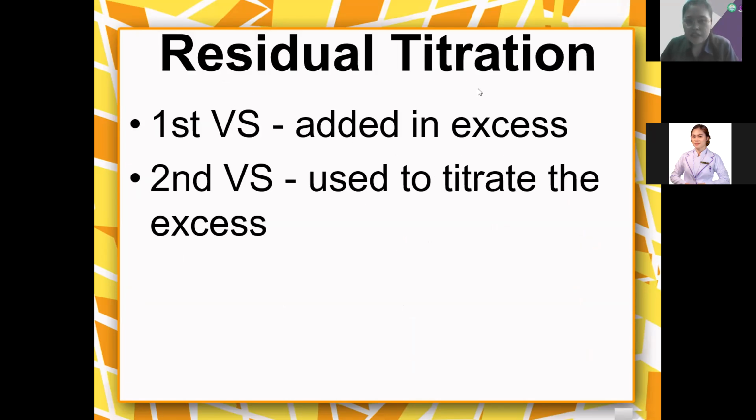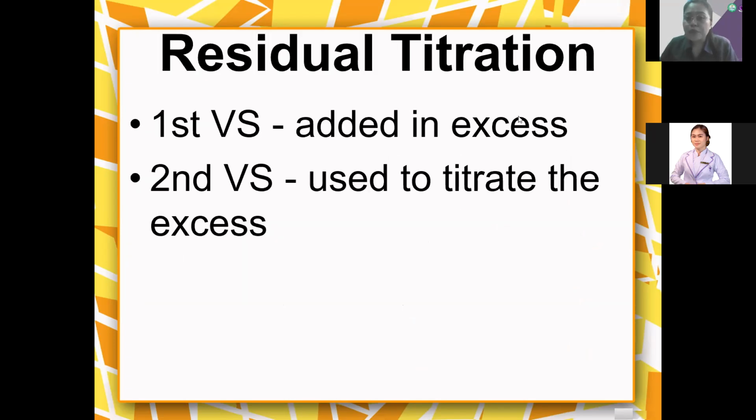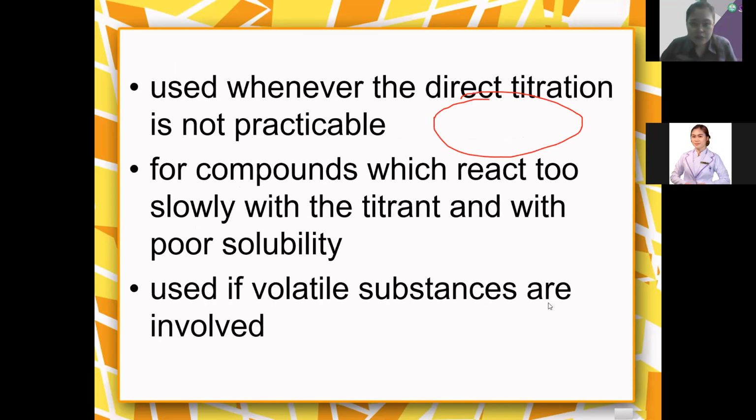Okay, now for residual titration, the first titrant, or we call that volumetric solution, the first volumetric solution is added in excess. So, di ba sabi ko kanina, mag-a-add ng first titrant doon sa sample mo and it will be added in excess. And then here comes your second titrant or your second volumetric solution, and ginagamit ito siya to titrate the excess first titrant na inadd mo doon sa iyong sample. So yan yung reason bakit dalawa ang volumetric solution or yung titrant for residual titration.